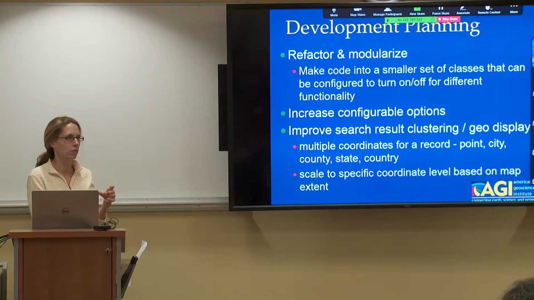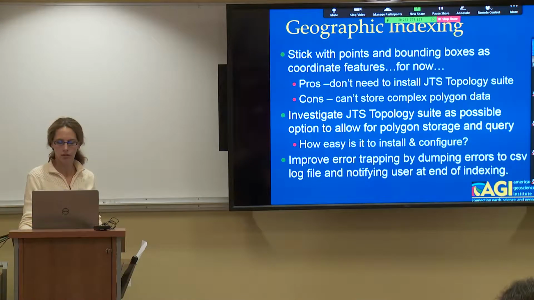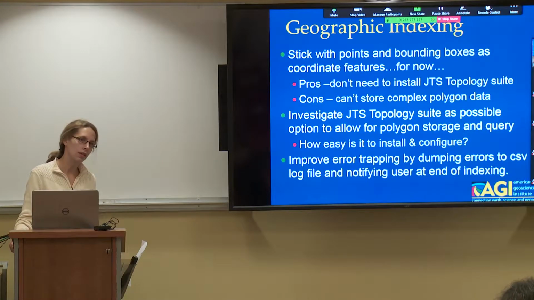And that should solve some of the problems that we've had with our clustering algorithm when we're dealing with polygons or rectangles. So hopefully I'm going to try that out and see if that helps solve that issue and gives us some better clustering. I think for now we're going to stick with points and bounding boxes. The pro to that is that users don't have to install the JTS Topology Suite with Solr, but the downside is that we can't do polygon storage.